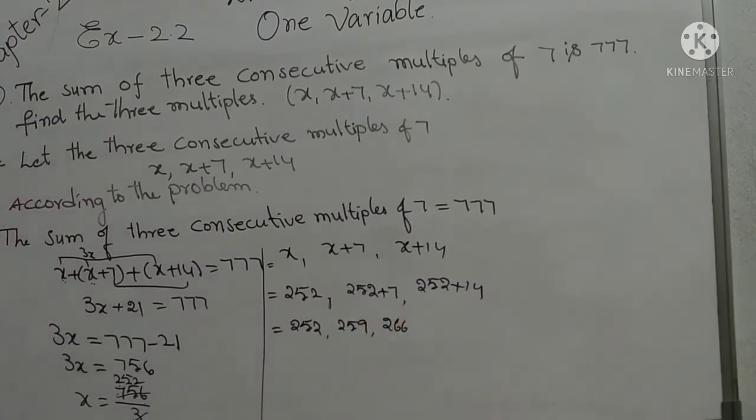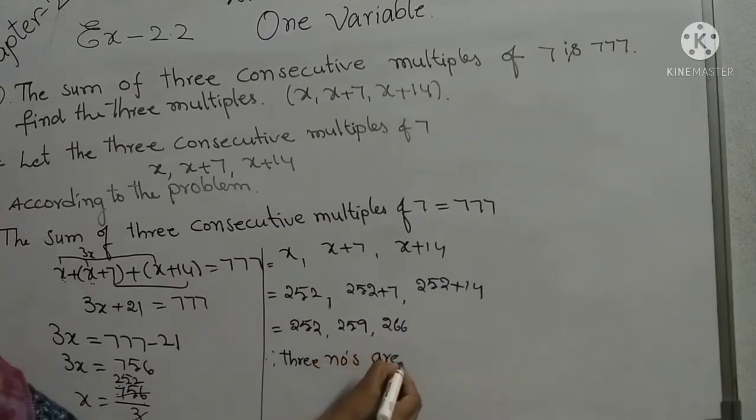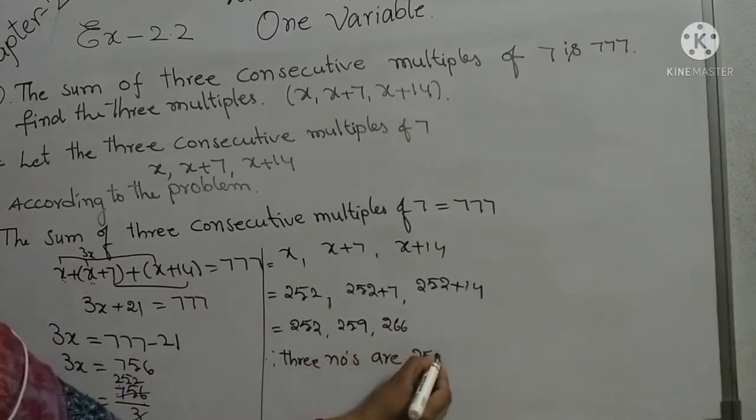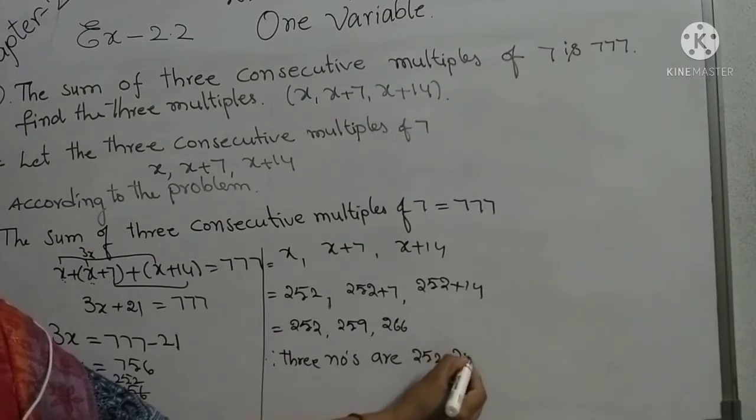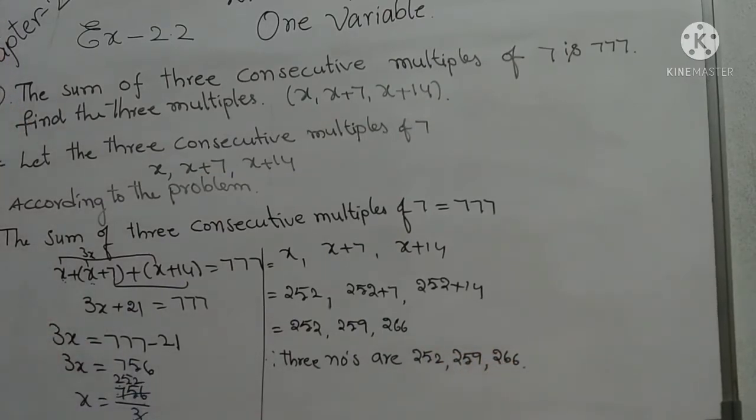Understand? Find the 3 multiples. So these 3 numbers are 252, 259, 266. Understand that? Understand children? Yes. Okay.